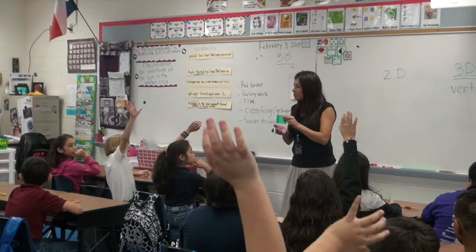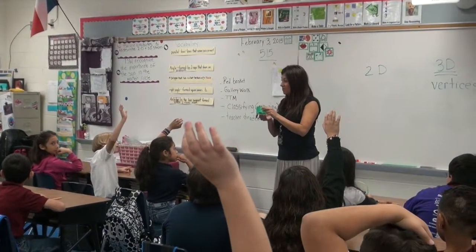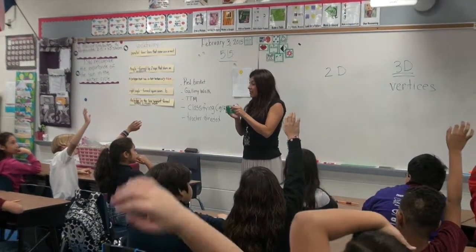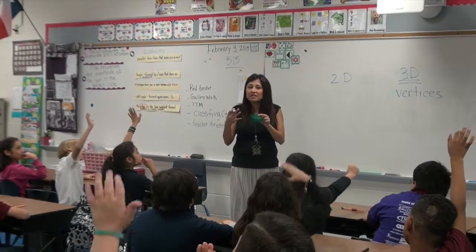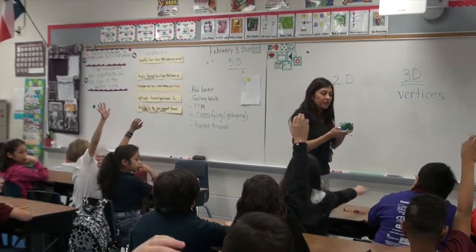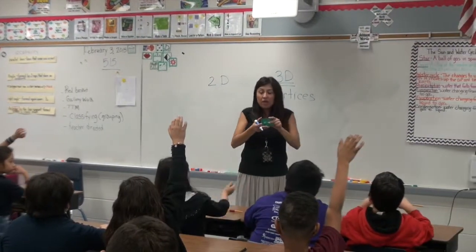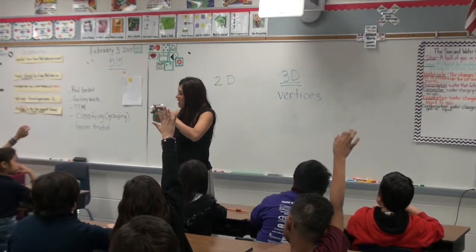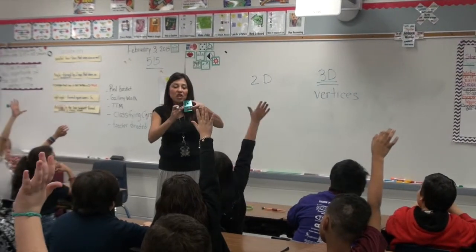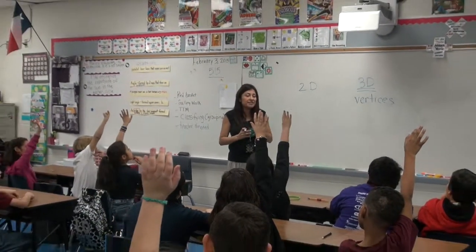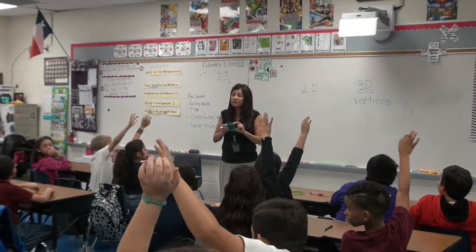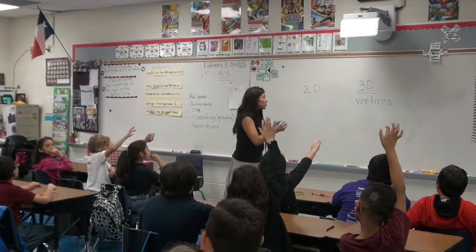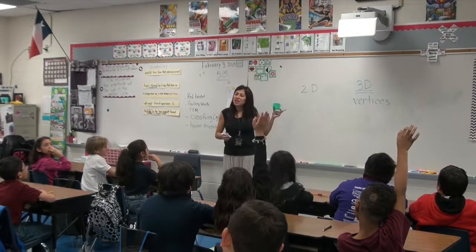Kevin? It's when two of the walls get together. Very good. Okay, it's where the walls get together. Can somebody help them out with another definition? What do you think, Brendan? Two lines meet. Okay, what are those two lines? When you have this line and this line meet, what do you call those lines? That's another vocabulary word that we want to work on. James? Edges? Very good.